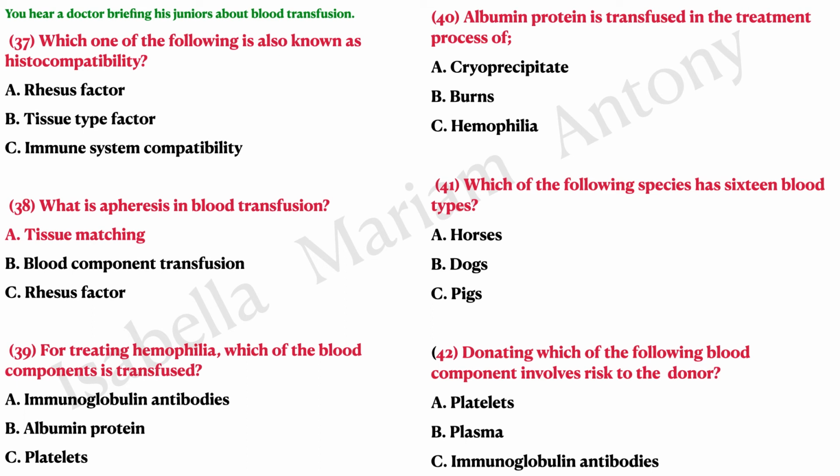In this process, blood is separated into components after being extracted from the donor. For instance, albumin protein is transfused for treating burns, and platelets used for treating hemophilia, cryoprecipitate, and immunoglobulin antibodies are transfused for treating immunological disorders. There will not be transfusion-related risk factors for the blood donor while transfusing the whole blood, besides the minute chance of infection or injury to the site.